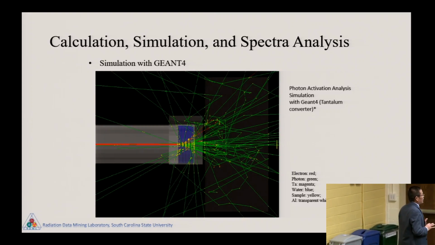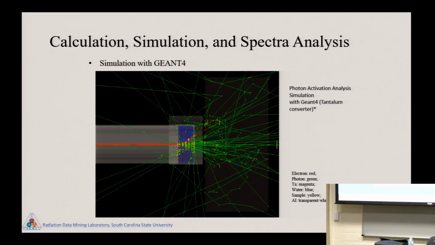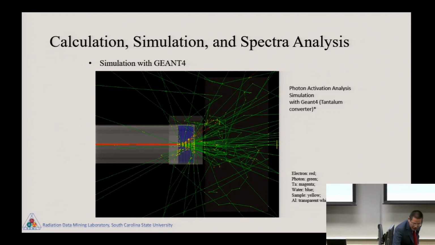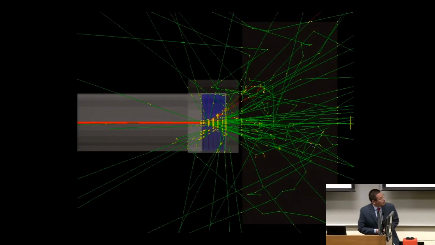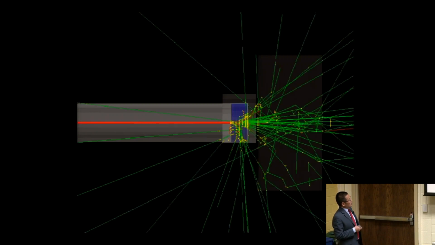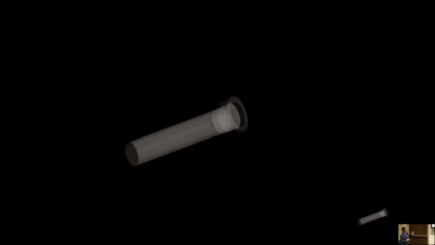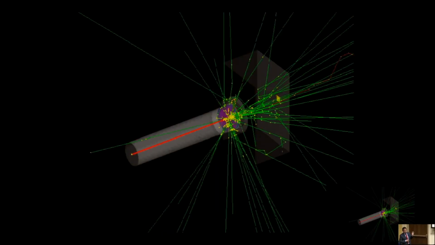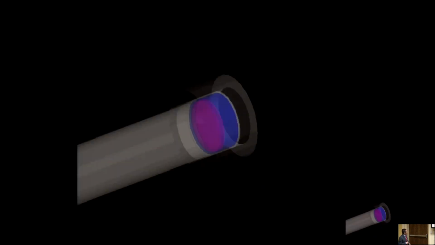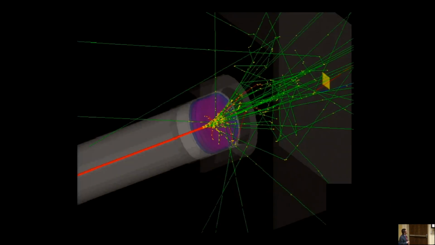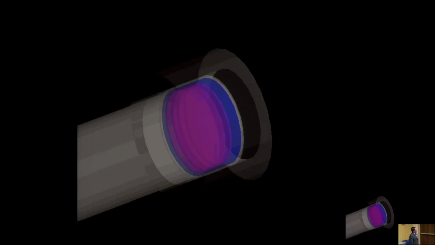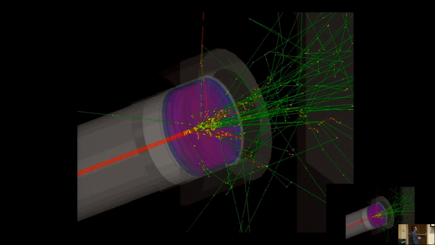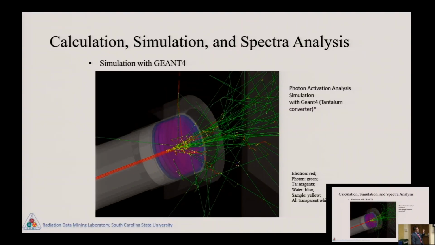Okay, here is an animation to show that simulation. I hope it can work. You can see the red one is the electron beam shooting in. And the magenta color here is the tantalum target. And all the green ones are photons, high energy photons. Our sample is right here. So this is a typical photon activation analysis simulation.